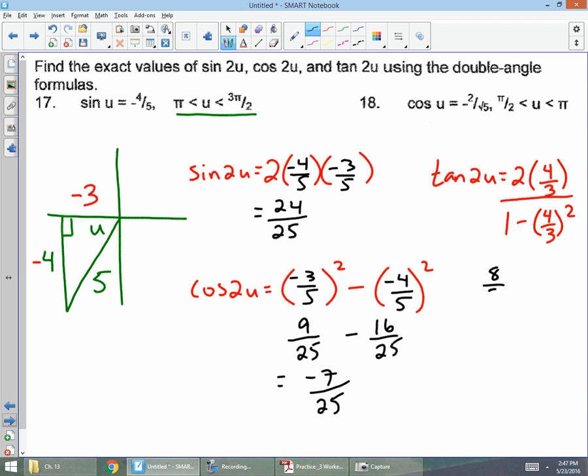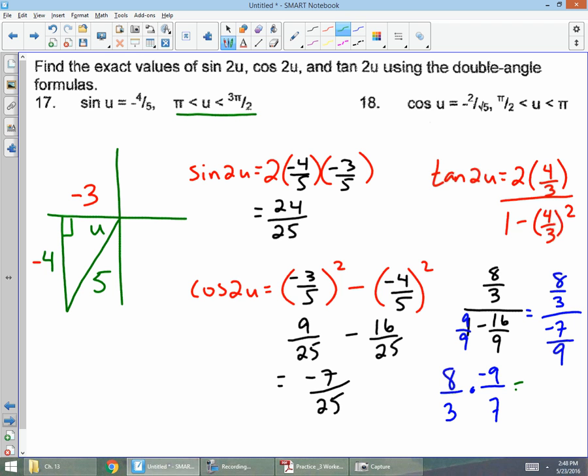We end up with 8 over 3 over 1 minus 16 ninths. Let's change this to a common denominator, giving us 8/3 over negative 7 over 9. Let's multiply by the reciprocal. 8/3 multiplied by 9/7, and it's negative. Finally giving me, let's reduce that, a negative 24 over 7.